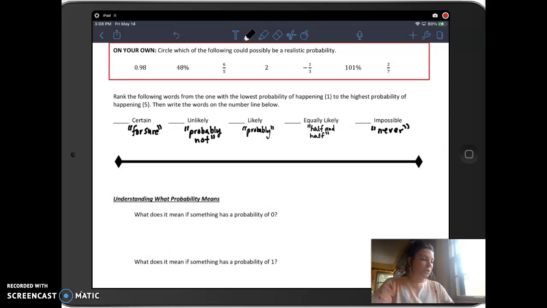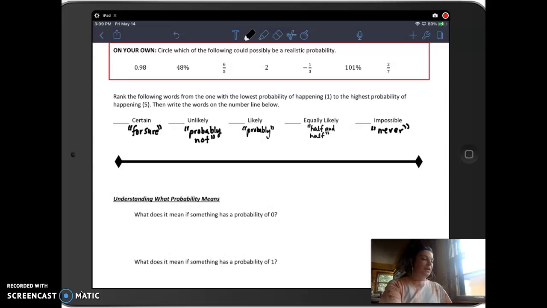So we're going to go through these words first. The word certain means for sure. It's definitely going to happen. Unlikely means probably not, maybe there's a little chance, but probably not. Likely means probably. It might not happen, but it probably will. Equally likely means half and half, 50-50 chance. Either thing could happen. And impossible means that there's no way that it could possibly happen. Never, ever would it ever happen.